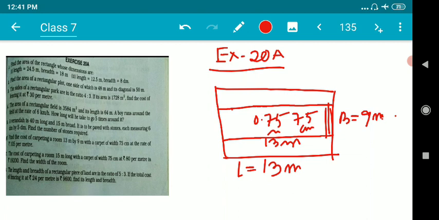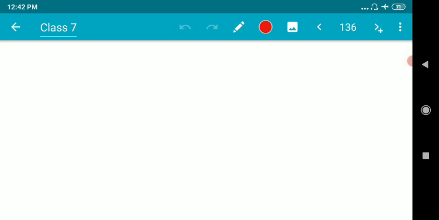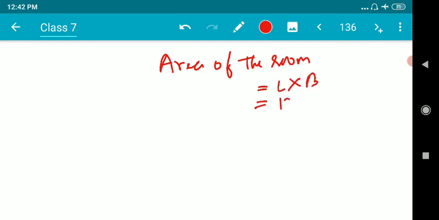So children, the process of carpeting the room we will find out in such a way. Let us find out the area of the whole room first. Area of the room is equal to length into breadth. Length is 13 and breadth is 9, comes 117 meters square. This is the area of the room.